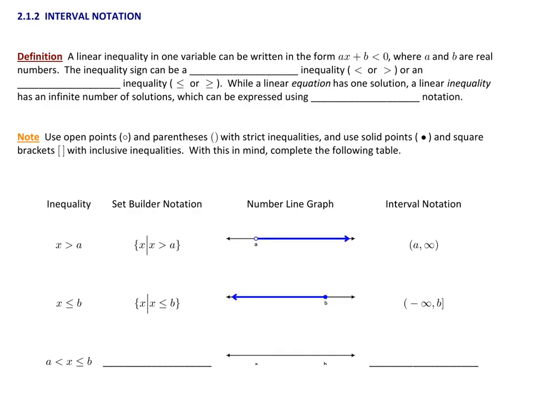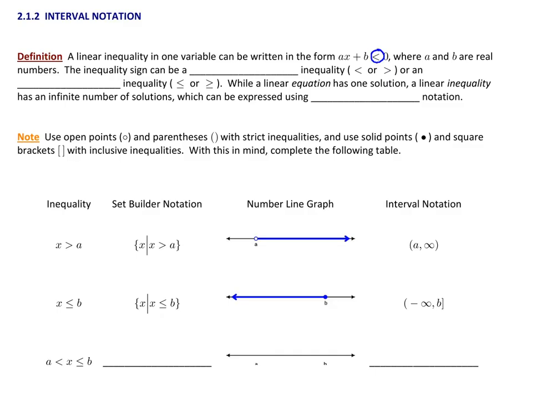Here's the definition. A linear inequality in one variable can be written in the form ax plus b is less than 0, where a and b are real numbers. So the only difference here between this inequality and the equations that we were solving previously is that my equal sign has now been replaced with an inequality sign.